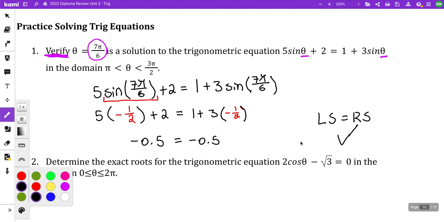Would I lose marks if I didn't include the second step? No. If you went from here to here, you'd be okay, because you could have just thrown it in your calculator. But you do need to show this. You need to show they actually equal each other. You can't do this and then say, yeah, it worked. You've got to do this and then show the numbers equal.